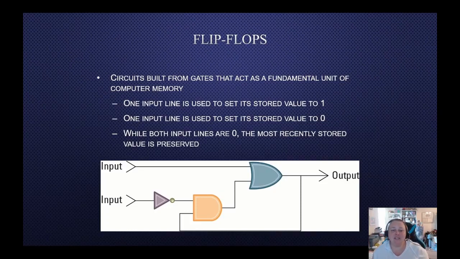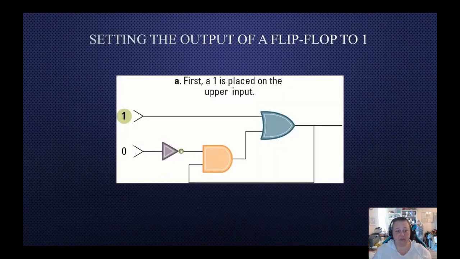One input line is used to set its stored value to 1, one input line is used to set it to 0, and while both are 0, the most recently stored value is kept. So let's take a quick look at setting the output of a flip-flop to 1. The first thing we're going to do with the flip-flop is look at it. So we've got a NOT here, right? We've got an OR, and we've got an AND. Okay, we've got those shapes from the previous slide.